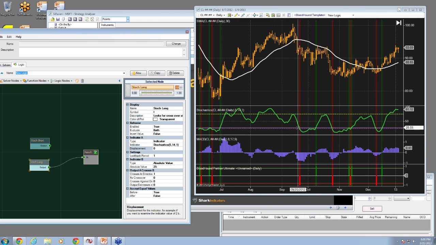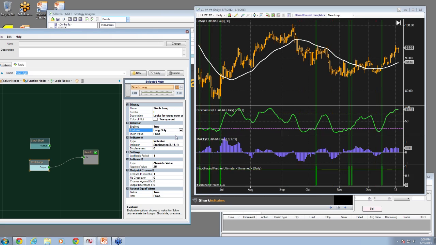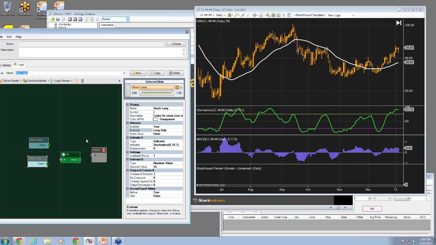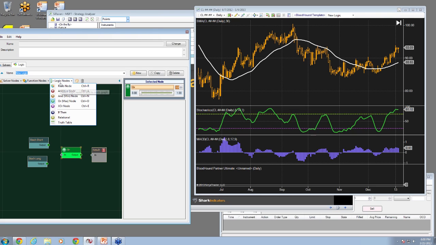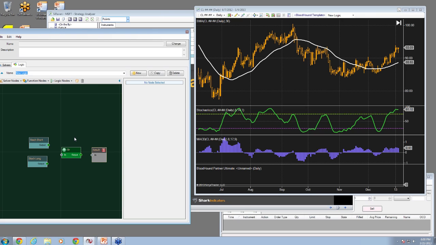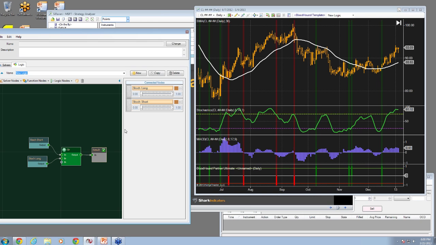Same idea. We're not interested in when it's going short on this threshold. We're only interested in when it's going long. So I'm going to eliminate the short side like that. Now we have these two separate pieces, and it's simply a matter of tying them together so that we can see both at the same time. What I did was I just went to my logic nodes here, and I went to an OR node, and this will allow me to get both signals in together. So I plug them into the OR node, and then plug that into the result, and boom.